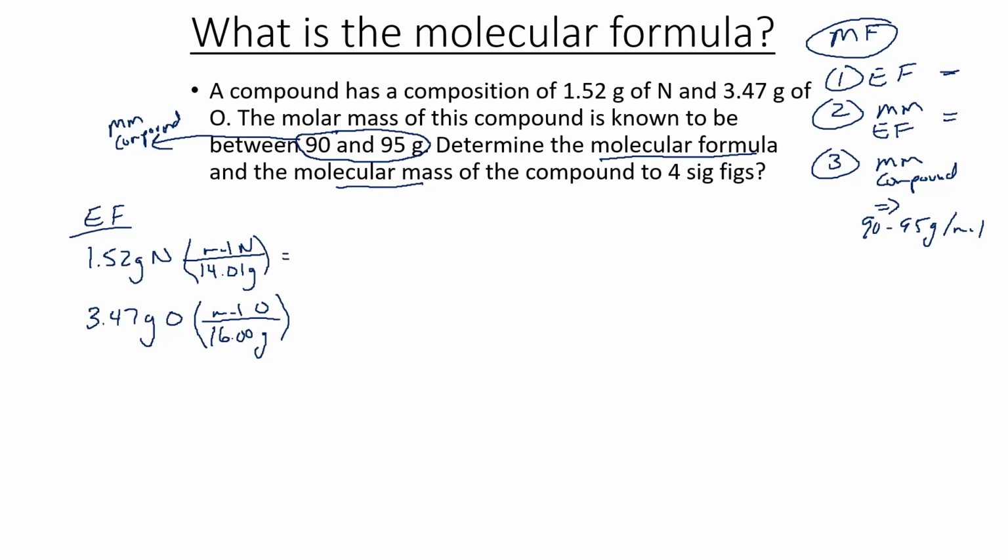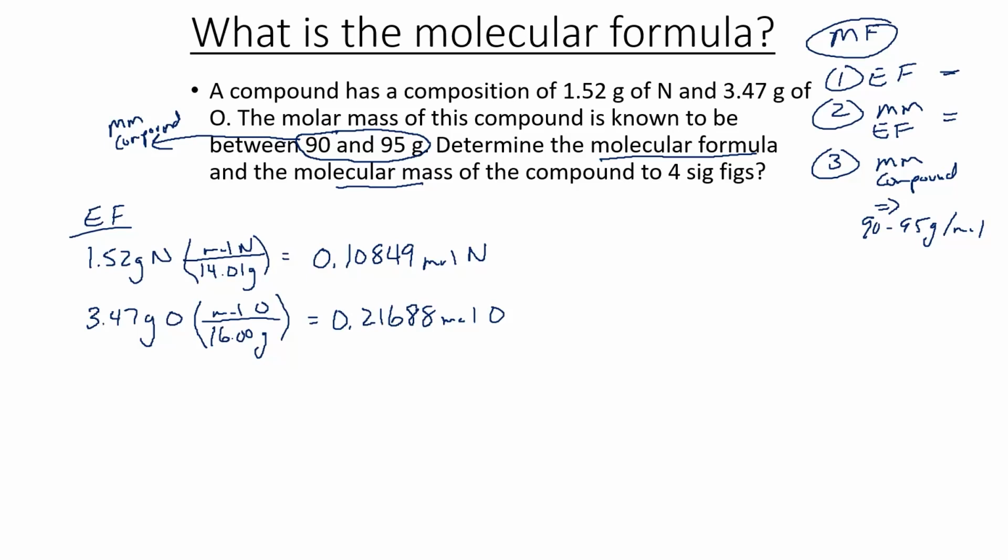All right, let's grab here a calculator. We got our 1.52 divided by 14.01 grams. Will give us our moles of nitrogen here. It looks like we got something like 0.10849 moles, and I'll take it out to a few digits here. We're going to do the same calculation here with our calculator, 3.47 grams divided by 16, getting us 0.2168 moles of oxygen.